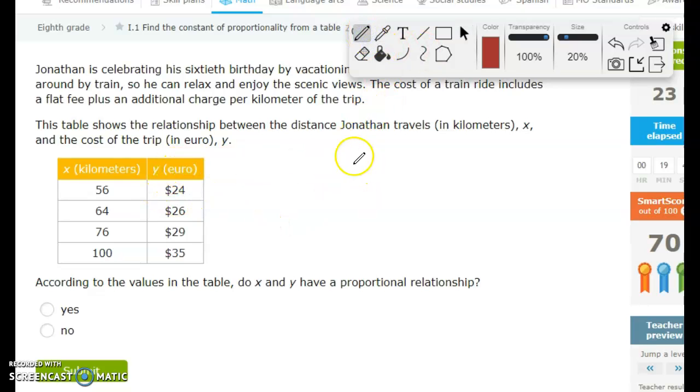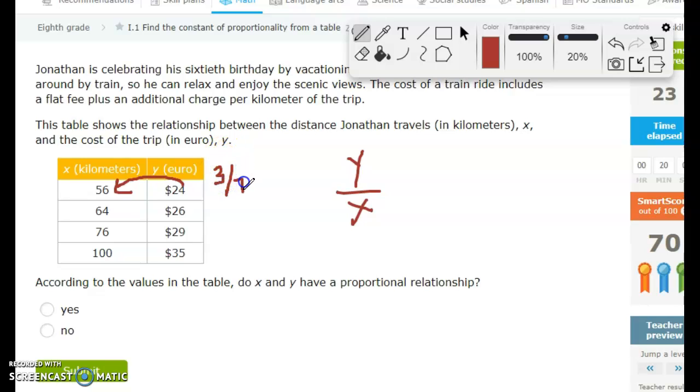So let's try this. Again, we have to take Y divided by X, and every one is going to have to be the same for this to work. So again, get out your calculators. 24 divided by 56 is going to equal, and I'm going to change this from fraction to decimal, and it's going to give me 3/7.